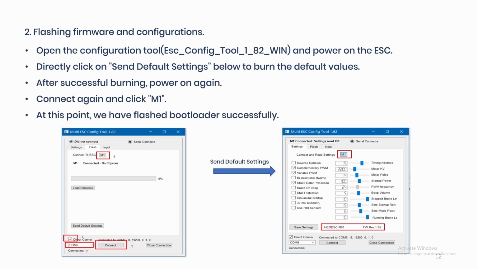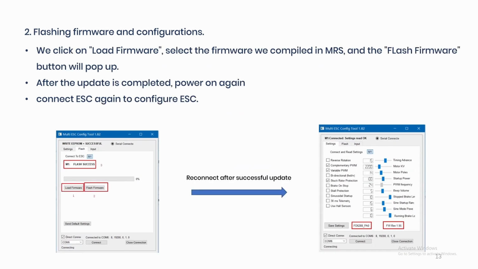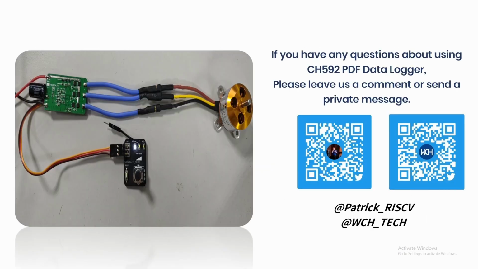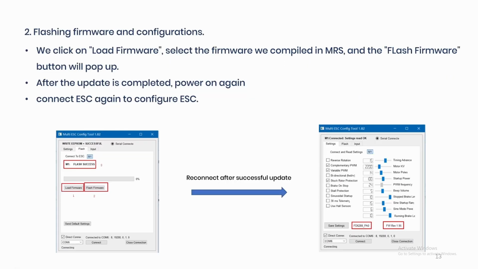After downloading the bootloader, we can now use the configuration tool to update the program. Now, for flashing the firmware, we're going to be using this software, the ESC config tool. First of all, we connect to the ESC. Once we have connected, the options and settings will pop up and appear, and we can adjust and change them accordingly. At this point, we've flashed the bootloader successfully.